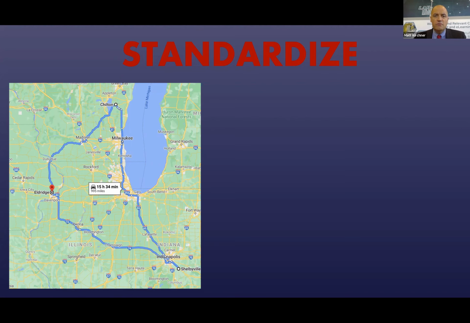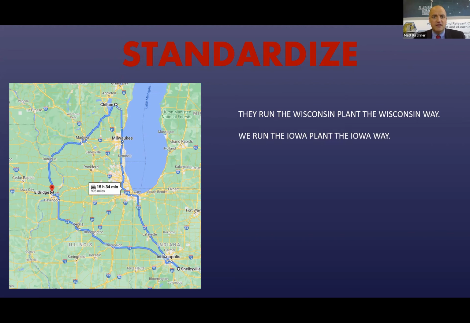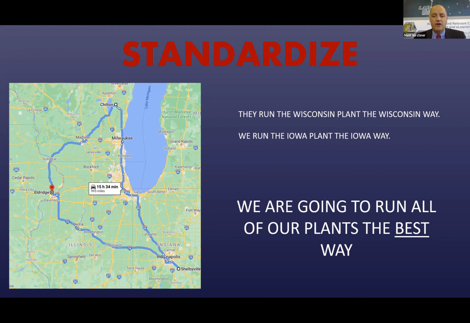And as he was touring me through his plant and showing me the various processes that he was running, he made sure to explain to me that they run the Wisconsin plant the Wisconsin way. And he said, we run the Iowa plant the Iowa way. Well, I thought about it for a minute and I responded to him, well, that's okay for now, but really, really soon, we are going to run all of our plants the best way. And I'm guessing that the best way is probably a combination of the Wisconsin way and the Indiana way and the Iowa way. And we are going to put those best practices to work and create the best way. I don't know whether he liked that or not, but the truth of the matter is we did it.